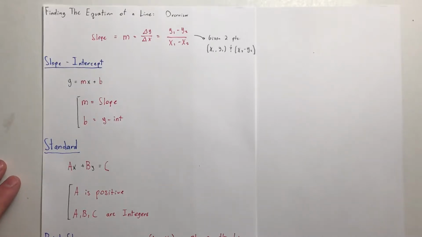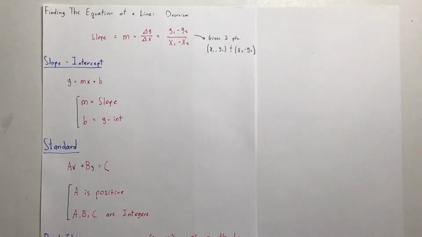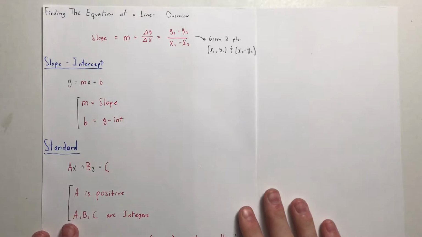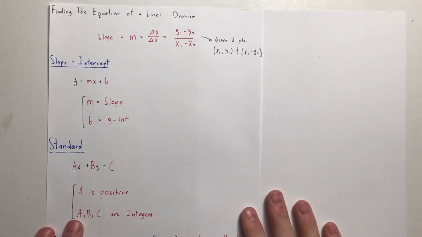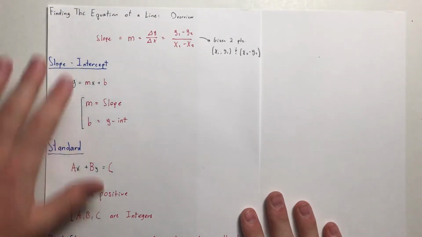And so this first video is just going to be a quick overview of the three most common forms of a line that we're going to be working with here. And then in the following videos, we're going to work some examples. Some of this stuff may be a little confusing at first, but after you see some examples, it shouldn't be too bad, hopefully. So the first big point is the slope of a line.